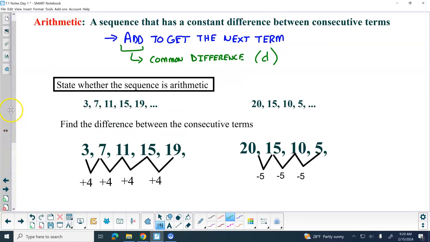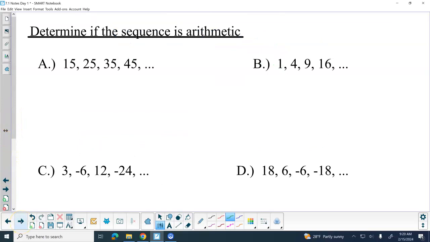Okay? You tell me which of those 4 are arithmetic and which ones are not. Okay? Tell me which ones are arithmetic. Yay or nay on the first one? Yes. What is my common difference? 10. I'm always adding 10.